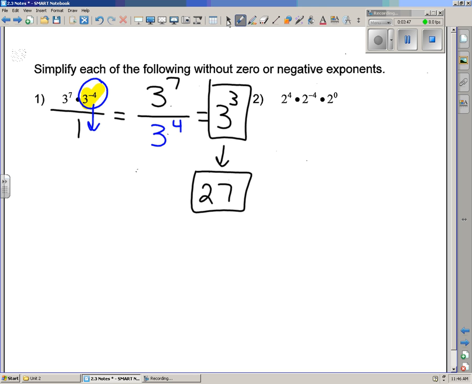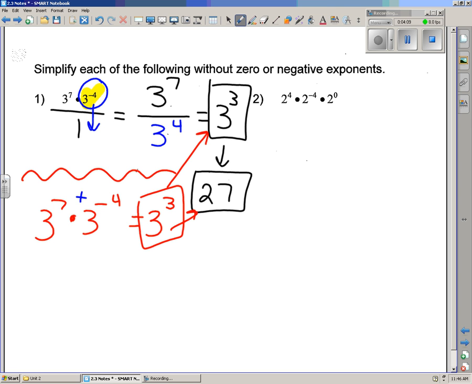The other way to possibly do this, and again, you have to decide what you like better. If you remember from the rules from the first day, we said if ever the bases are the same, you could just add the exponents. And if I do that, if I just add my exponents, well, 7 plus negative 4 is just 3. And that's still going to get me the same answer. You need to choose what's best for you.